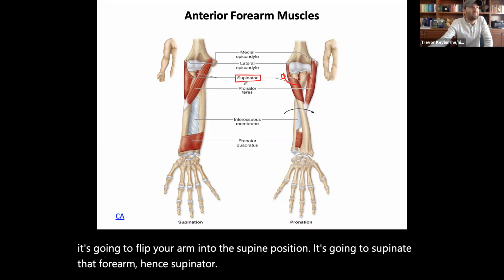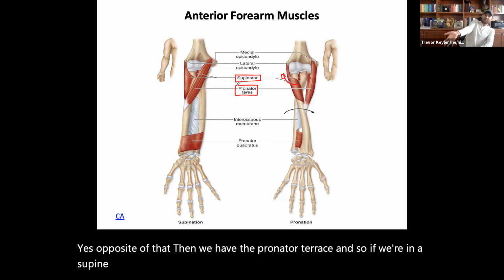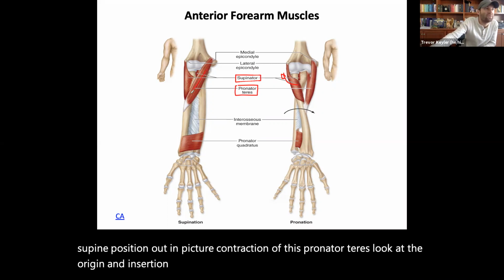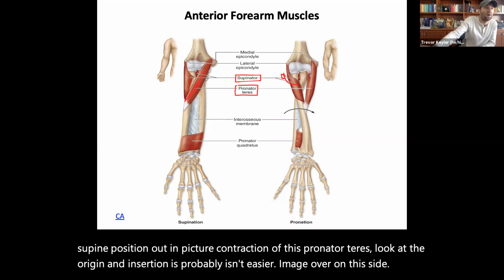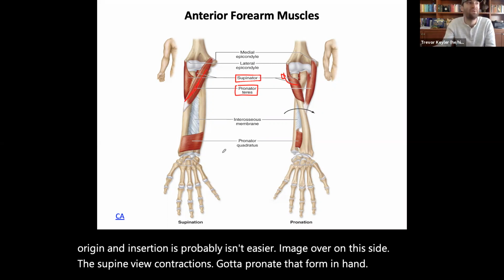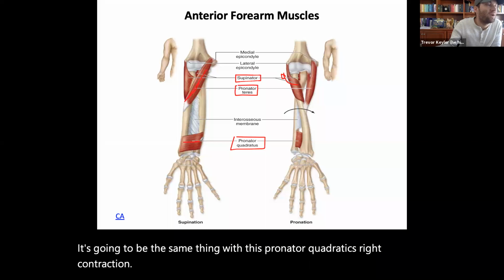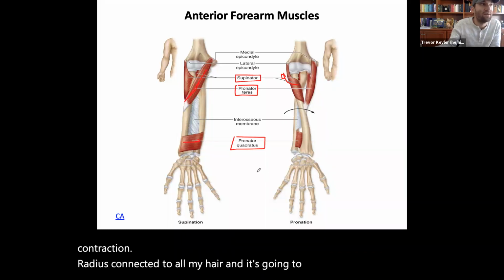Opposite of that, we have the pronator teres. If we're in a supine position, palm out, you can picture contraction of this pronator teres. Look at the origin and the insertion. This probably is an easier image over on this side, the supine view. Contraction is going to pronate that forearm and hand. It's the same thing with this pronator quadratus, right? Contraction, radius connected to ulna here, and it's going to flip and pronate that hand.